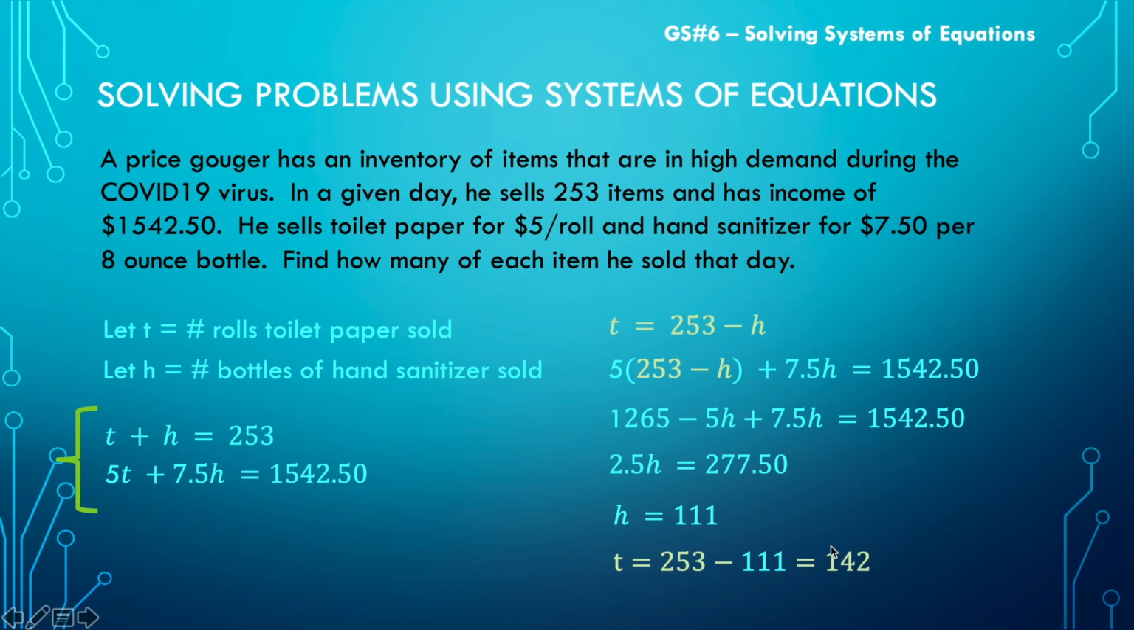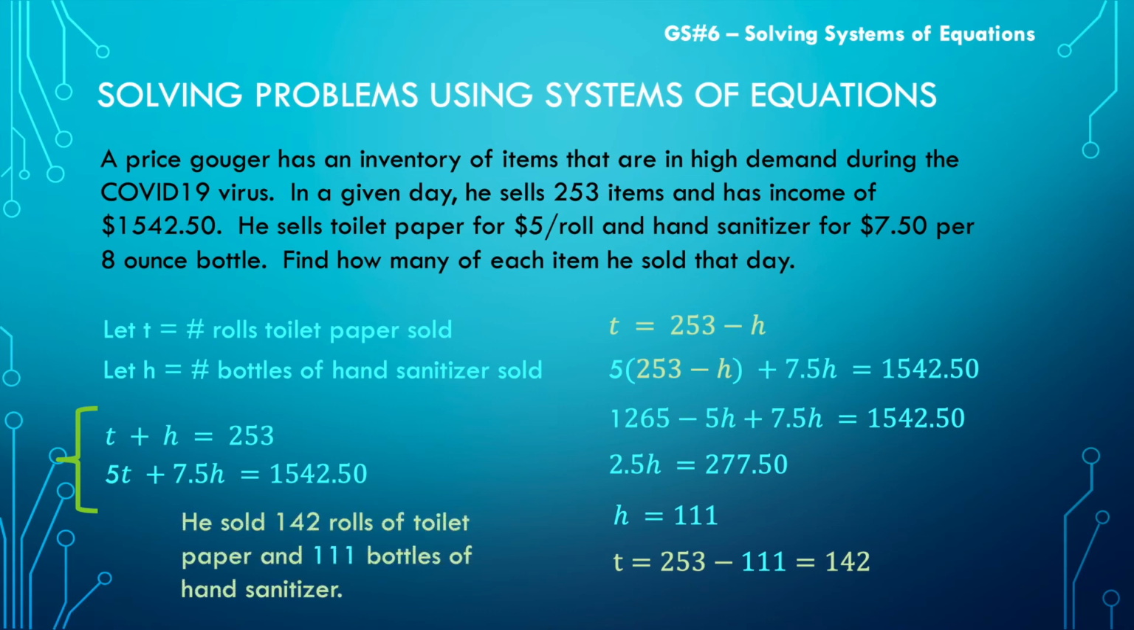So now I've solved for t and h, so I can answer the question. We know now that he sold 142 rolls of toilet paper and 111 bottles of hand sanitizer on that day that he made such good money. He was actually not making any friends that day, but he was an entrepreneur. Okay, so like we did before, it's probably a good idea to go ahead and check your answers in both equations, but I'll let you do that on your own.